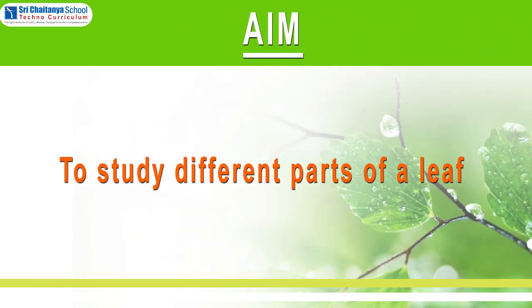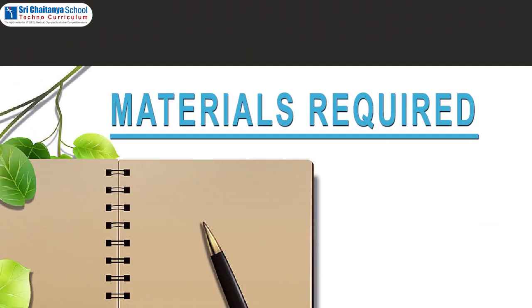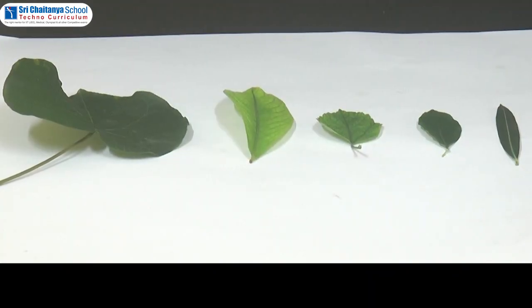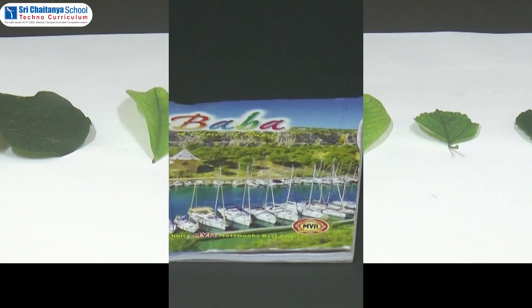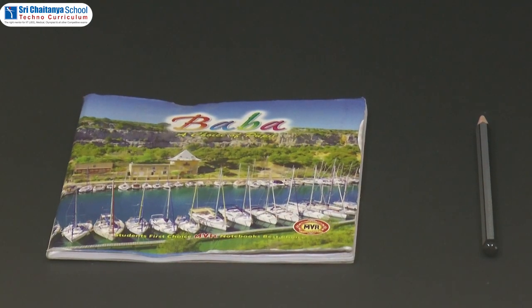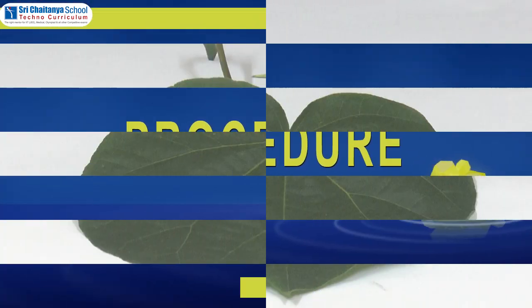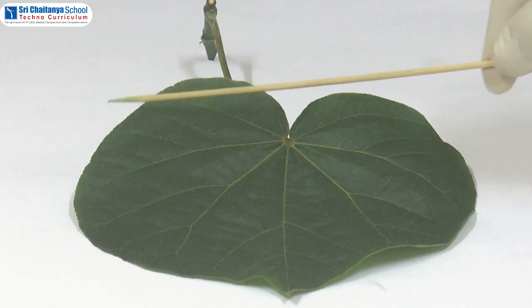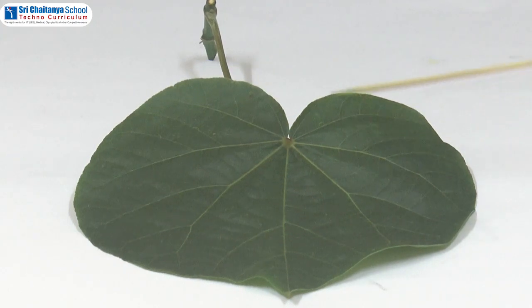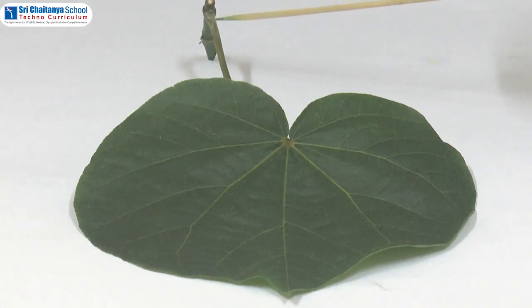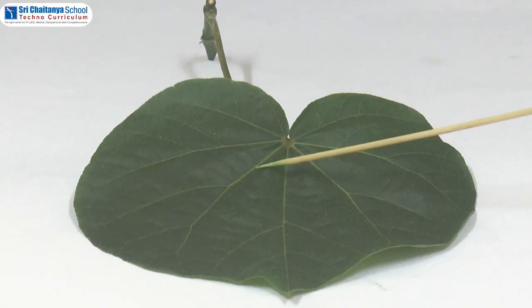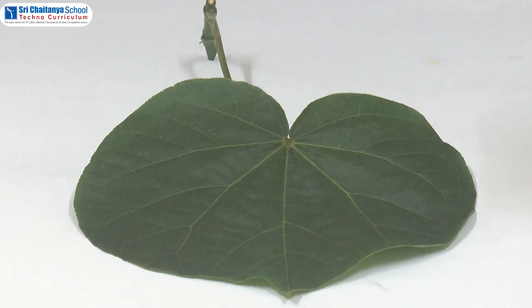Aim of this experiment: to study different parts of a leaf. Materials required to observe the parts of a leaf are leaves of different plants, observation notebook and pencil. Leaf is a green flattened structure which is attached to the stem. Leaf shows the following structures.